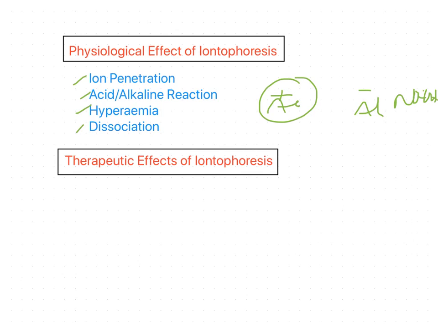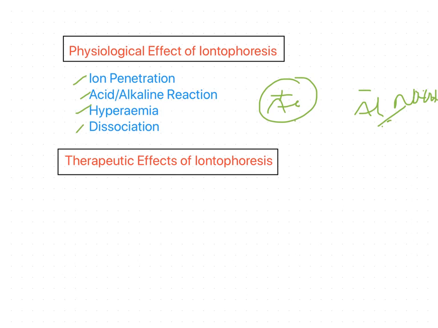The cathode is sclerolytic, and it is a softening agent releasing hydrogen, and it is used clinically in the management of scars, burns and keloids. Next one is the hyperemia.